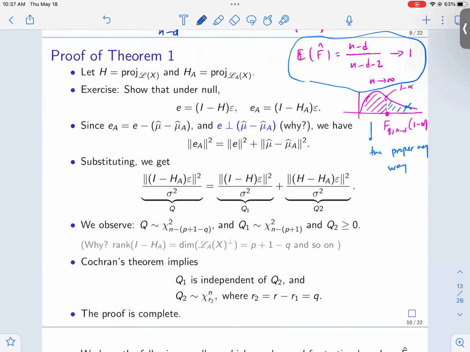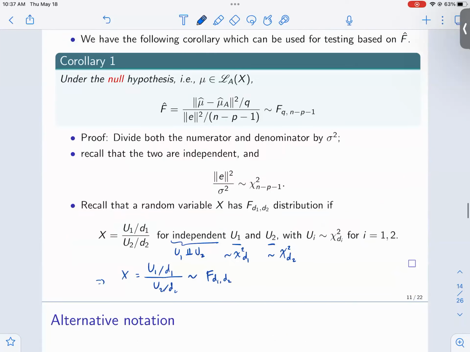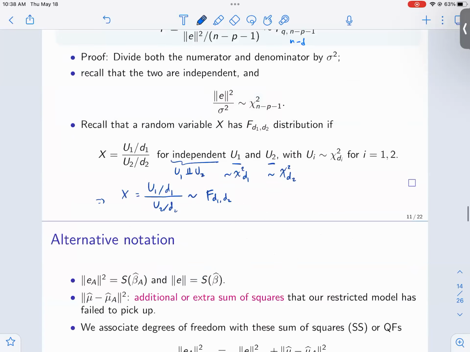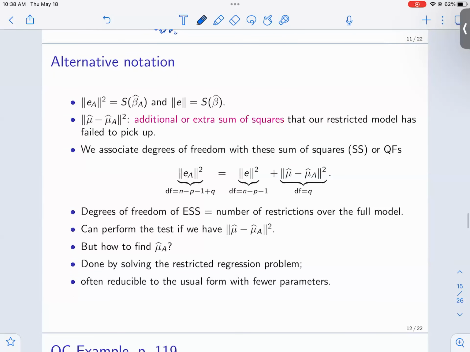Okay, and this is the proof. I will come back to it. The proof is basically Cochran's theorem. And then we have talked about this. This is our D. This should be N minus D, which is p plus 1 usually, but doesn't have to be. Alternative notations: your book writes it as S of beta hat A, S of beta hat. That thing is called the additional or extra sum of squares. We had seen this identity, the degrees of freedom. The number of restrictions over the full model, so the number of restrictions is basically Q.